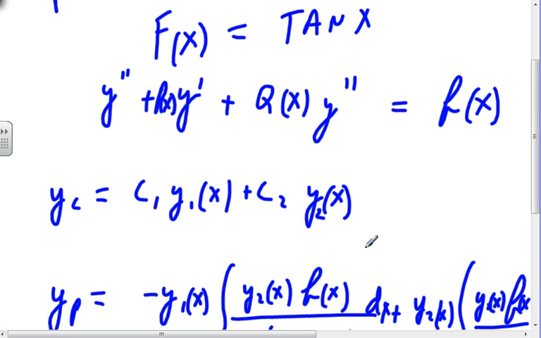So just because you got it doesn't mean you have your final answer. You still have to add it to the solution to the homogeneous problem in order to have the right answer.